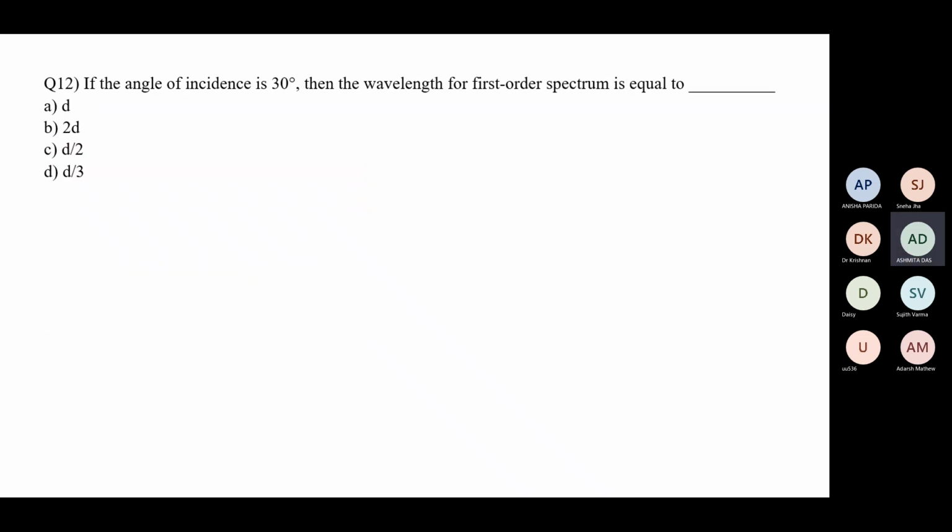Now moving to the next question. If the angle of incidence is 30 degrees, then the wavelength of the first order spectrum is?